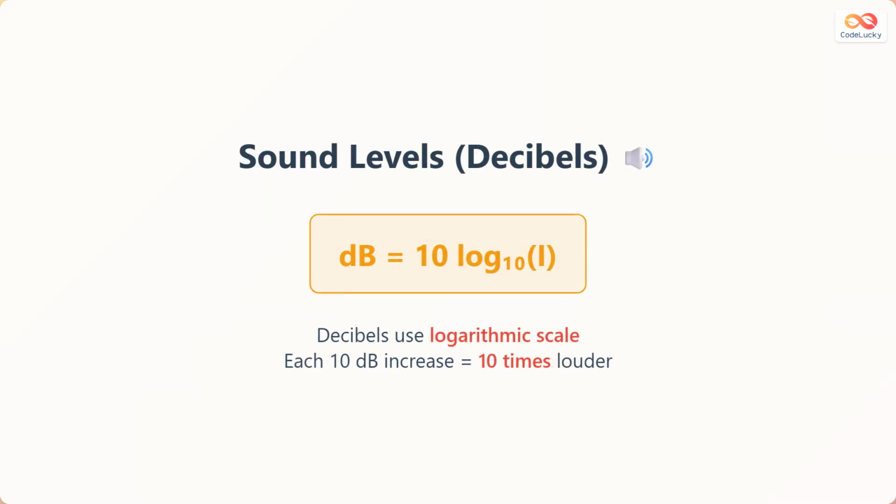Sound levels are measured in decibels. The formula for decibels is dB equals 10 times log base 10 of I, where I is the intensity of the sound. Decibels use a logarithmic scale, and each 10 dB increase corresponds to a sound that is 10 times louder.